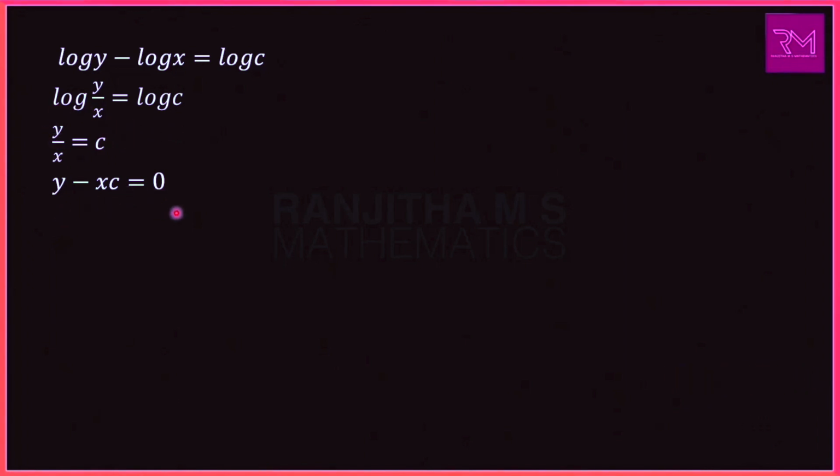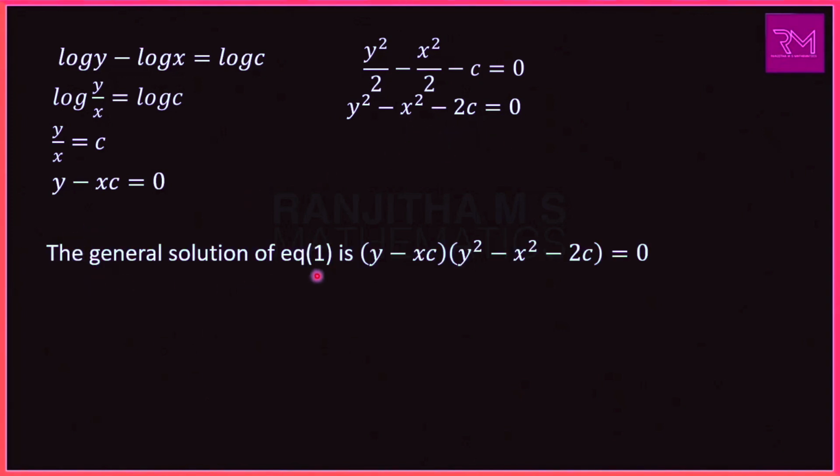We get a value as this. Similarly, for this, we get y square by 2 minus x square by 2 minus c which is equal to 0. If we take 2 as LCM and simplify, we get y square minus x square minus 2c which is equal to 0. So after obtaining these two values, final step, that is the general solution of equation 1 is given by y minus xc into y square minus x square minus 2c which is equal to 0. This is the general solution for equation 1.